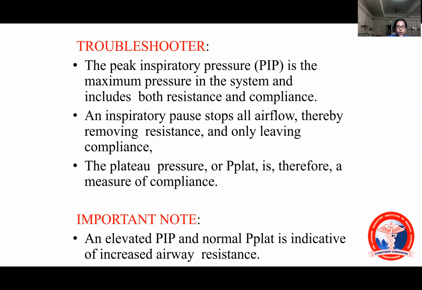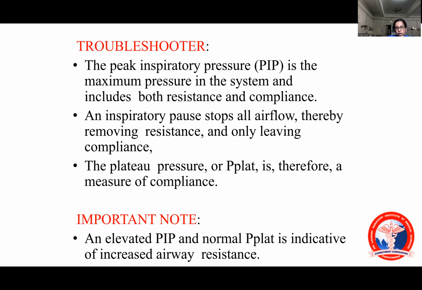So how to troubleshoot peak inspiratory pressures? If it is high, it should be less than 35 centimeters of water. How are we going to troubleshoot it? We are going to provide something called an inspiratory pause. Once you put the patient on inspiratory pause, there will be no further airflow into the airway. That removes the resistance and there will be presence of only compliance. So the lungs will expand, but there will be no more resistance present. Thereby you can troubleshoot the increased peak inspiratory pressures.